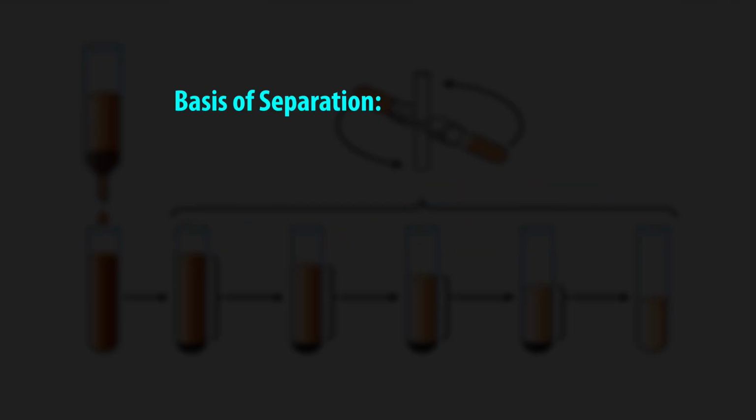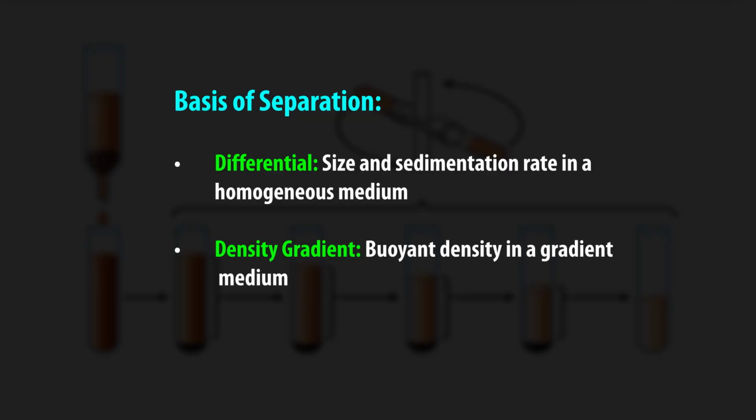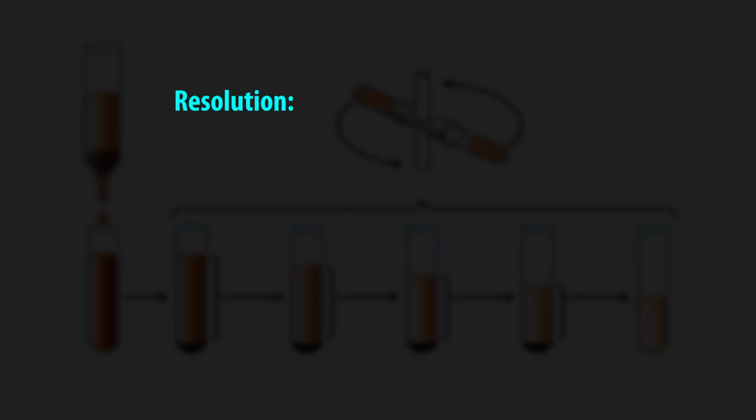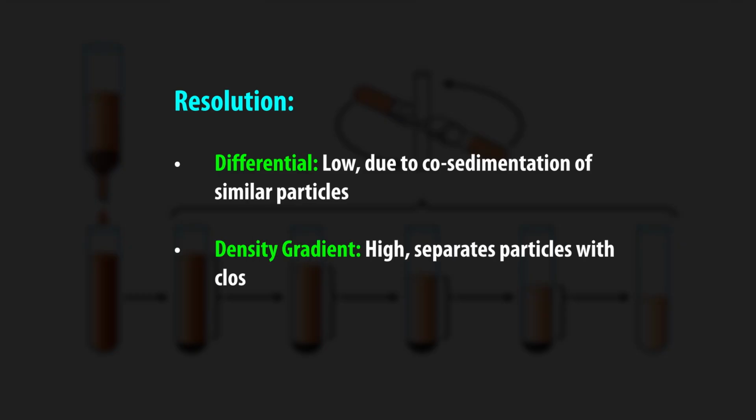The first comparison is on the basis of separation. In differential centrifugation, it is by size and sedimentation rate in a homogeneous medium. But in density gradient, it is by buoyant density in a gradient medium. Next is the resolution. For differential centrifugation, it is low due to co-sedimentation of similar particles. For density gradient centrifugation, it is high and separates particles with close densities.